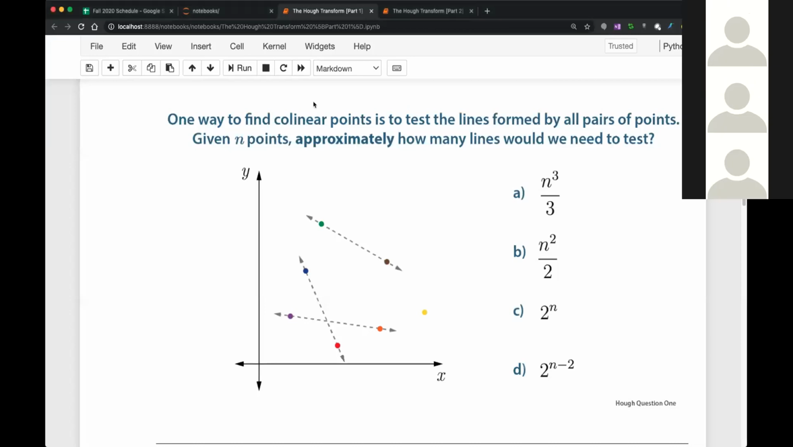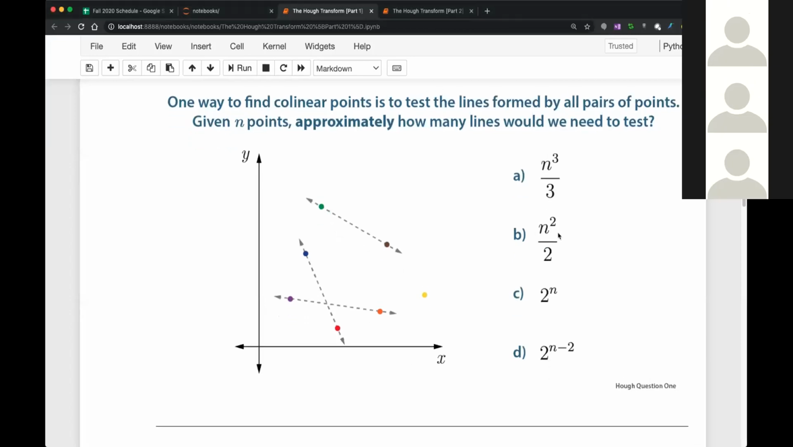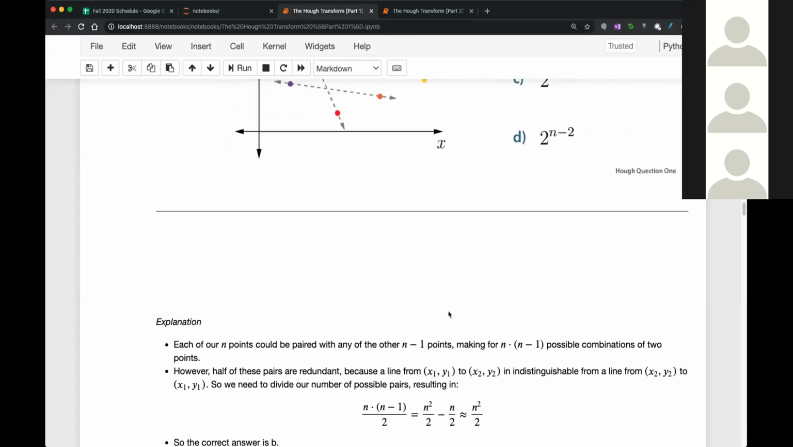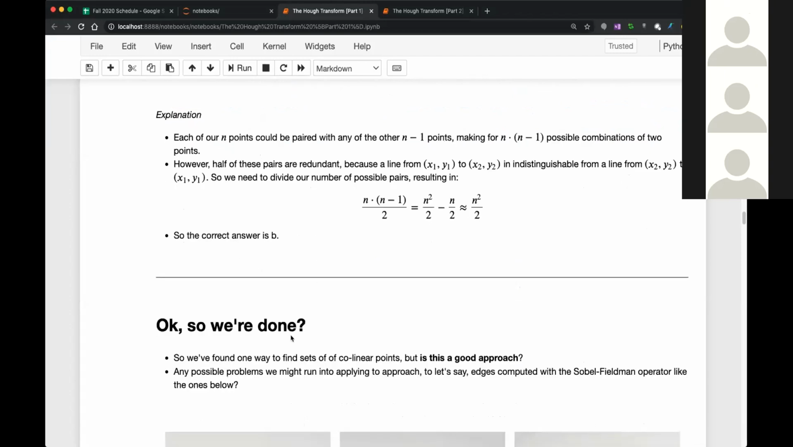Here we go. Okay, cool. That was a fairly seamless transition. So the answer is B. And the reason I bring this up is because I want to think about how feasible this is. If you want to look later, here's my written explanation of why the answer is B.